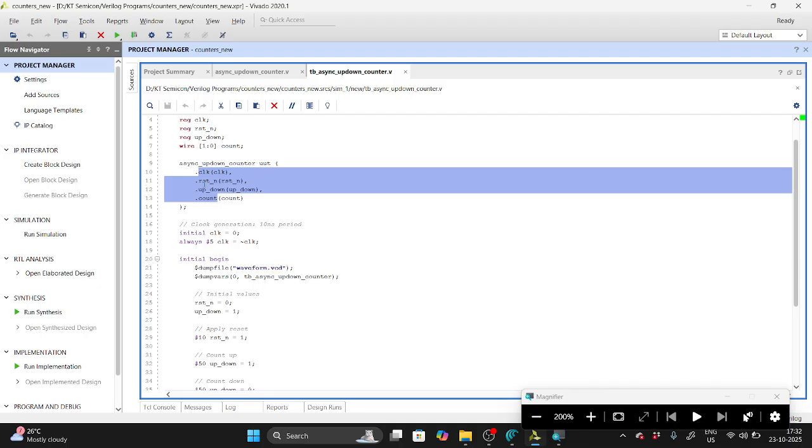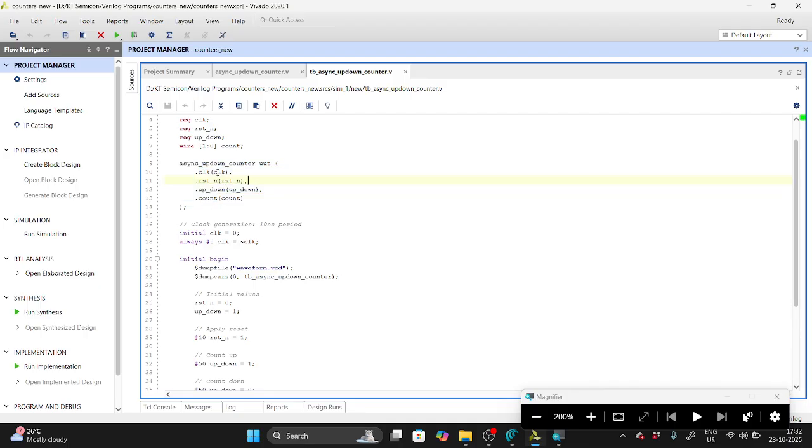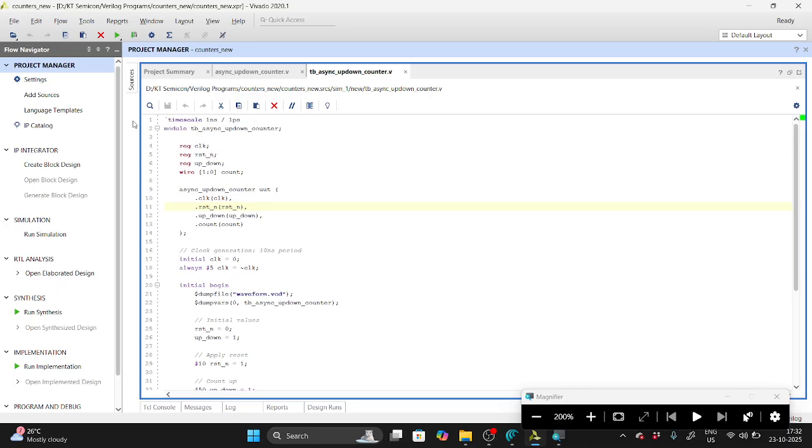UUT is nothing but unit under test. Whatever the variables outside this bracket are nothing but design variables, inputs and outputs, and whatever the variables inside the bracket are nothing but test bench variables, test bench inputs. So the test bench inputs I have given will come in the bracket.